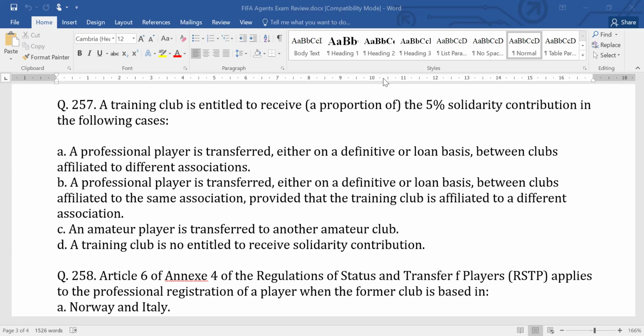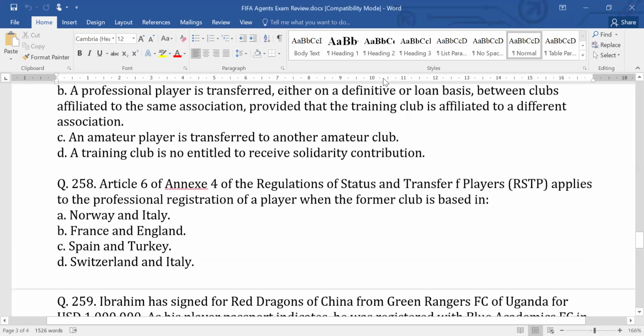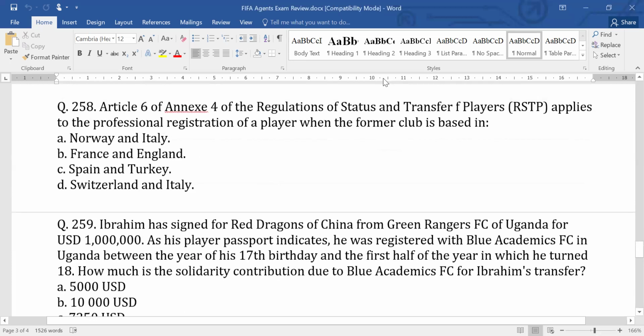Between clubs, where a professional player is transferred, loan or definite, provided that the training club is affiliated to a different club. Okay. 258, Article 6 of Annex 4 of the RSTP applies to the registration of a professional player when a former club is based in.